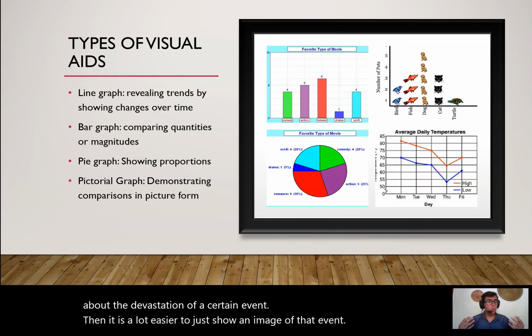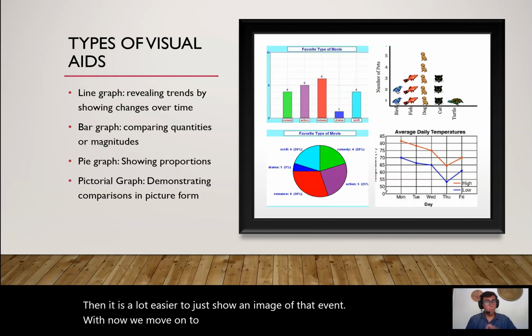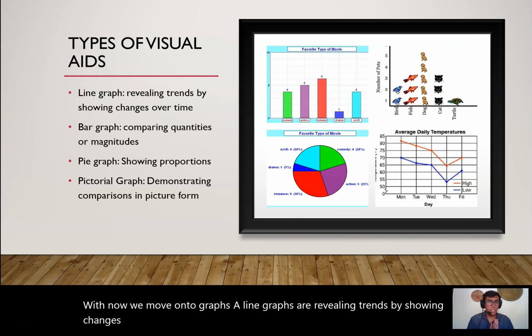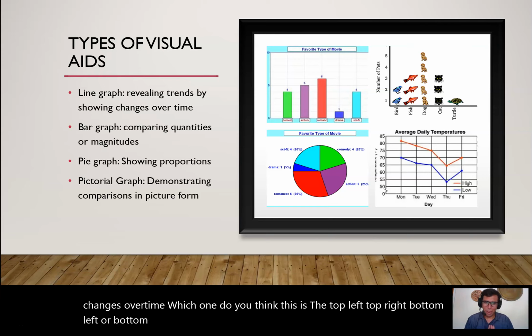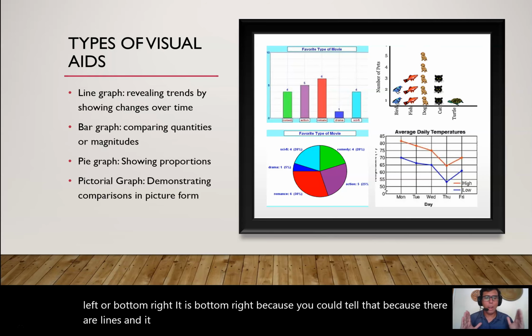Now we move on to graphs. Line graphs are revealing trends by showing changes over time. Which one do you think this is? Is it top left, top right, bottom left, or bottom right? It is bottom right because there are lines and it is revealing a trend over time.